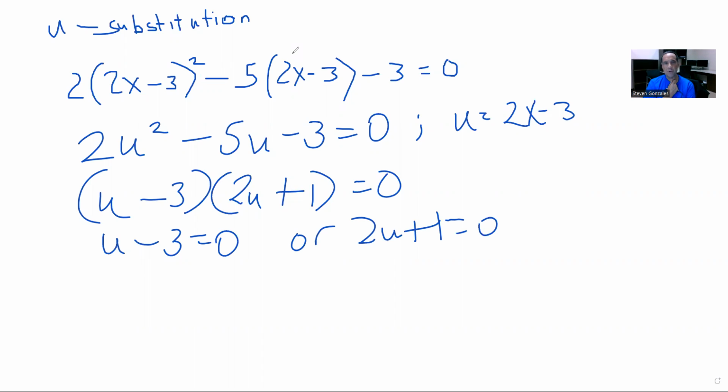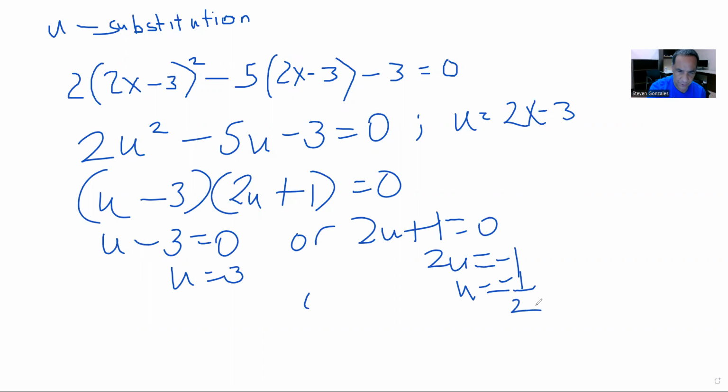So now we have two equations very similar to what we've done in quadratics, and we could solve for u. U is 3. Now this one takes a little more detail. So in this quadratic situation, either 3 or -1/2 could be answers. So that's the roots of 2u squared minus 5u minus 3.